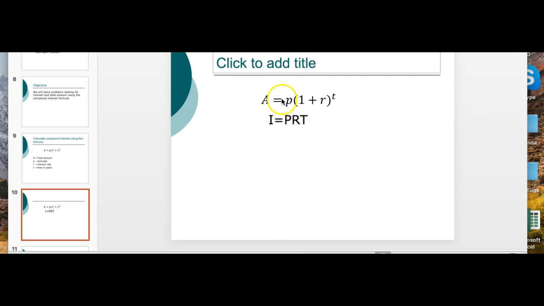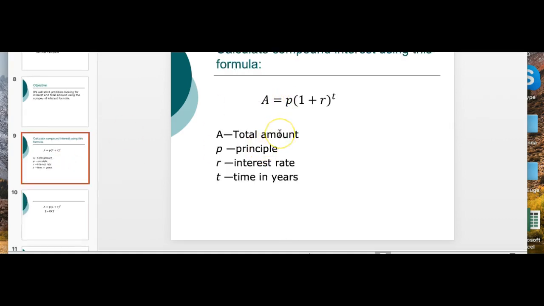However, the compound interest formula says A equals. What did A stand for? The total amount. There's the big difference right there. You have to understand that is the fundamental difference. The compound interest formula gives you the total amount. It does not calculate interest. It calculates the total amount.